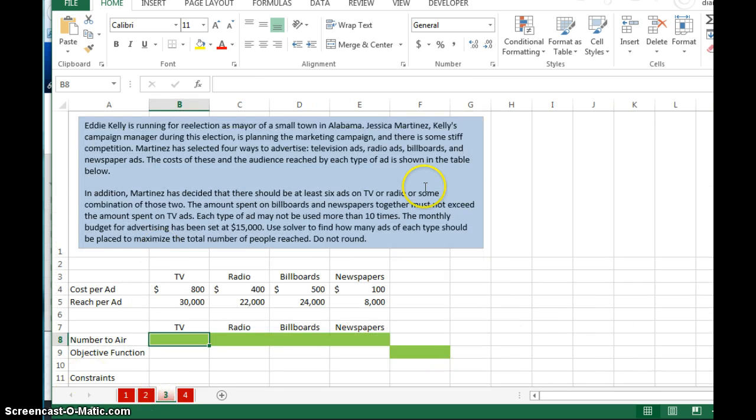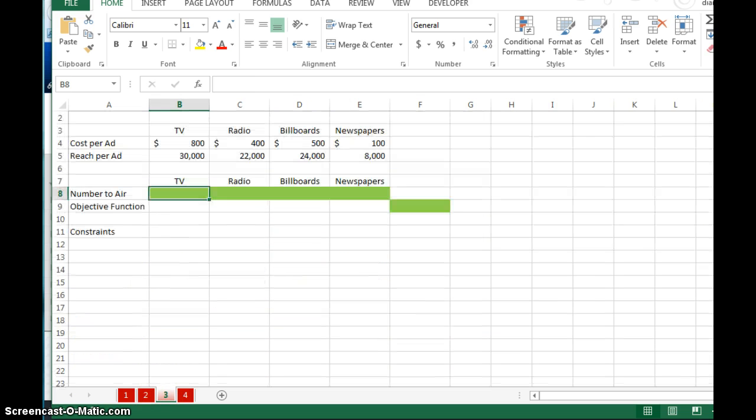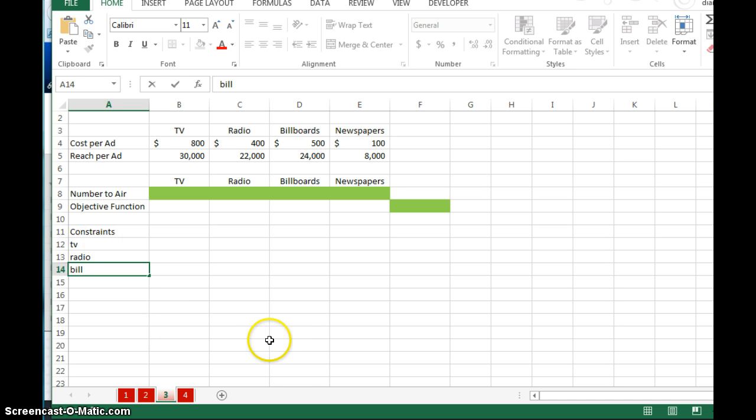The next problem, we're looking at TV ads. So our constraints are going to be the constraints we're given: TV, radio, billboards, etc. You're going to enter all the newspaper or all the various types of ads you can have. Be aware that one of the constraints is also going to be TV and or radio. You're also going to have a constraint that's billboards and newspapers. So you're going to have constraints listed plus some combinations.